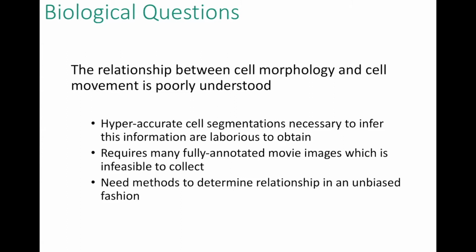And also, to understand the relationship, you actually need many fully annotated movies, which if you're doing this by hand is completely infeasible to collect, right? Because you need many, tens or hundreds of movies, all of them with hyper-accurate cell segmentations, in order to be able to do this type of analysis. So this makes it almost impossible to do without some type of automated method.